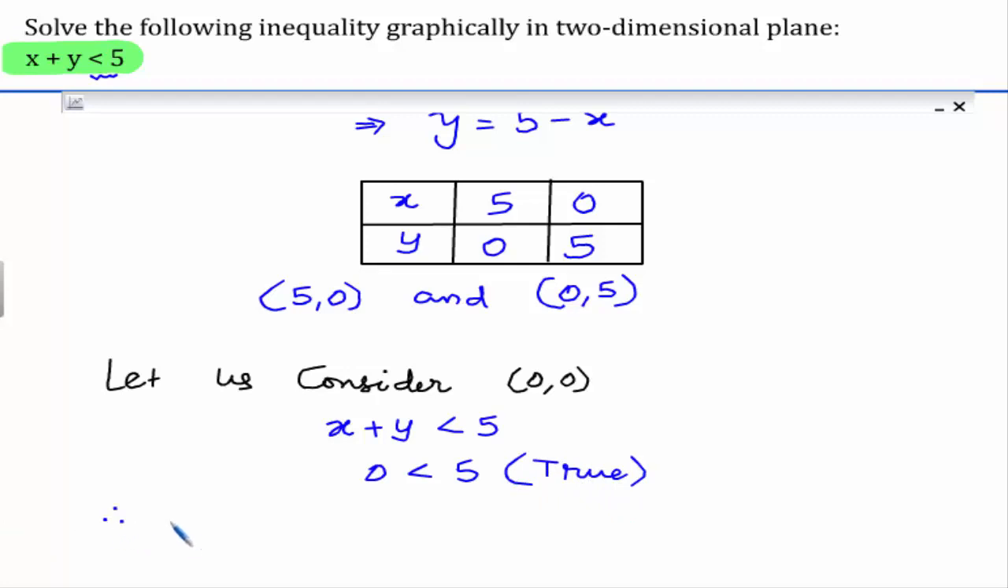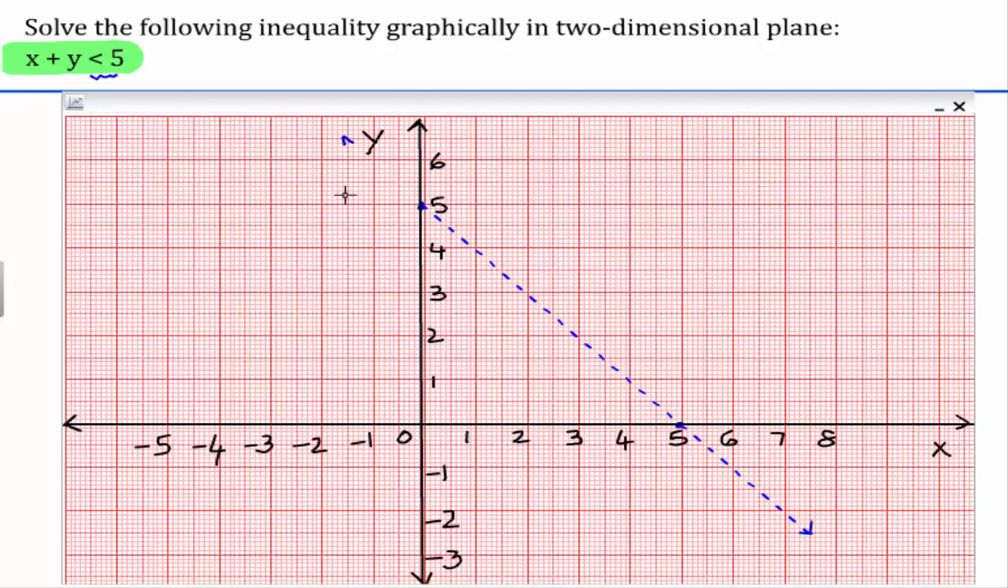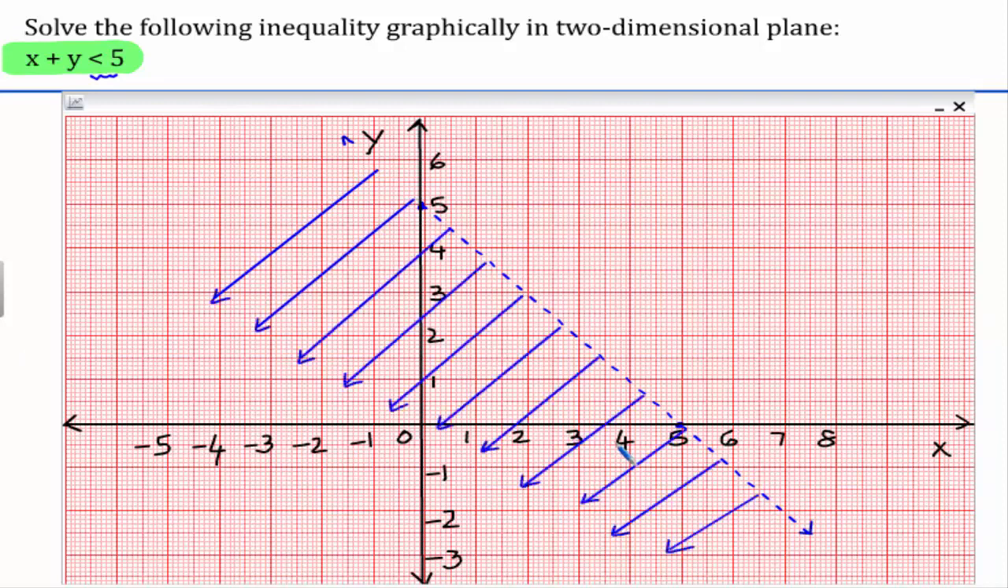So therefore, the point origin includes the required region. That means we need to draw the lines towards the origin. Here is the solution of the inequality x plus y less than 5.